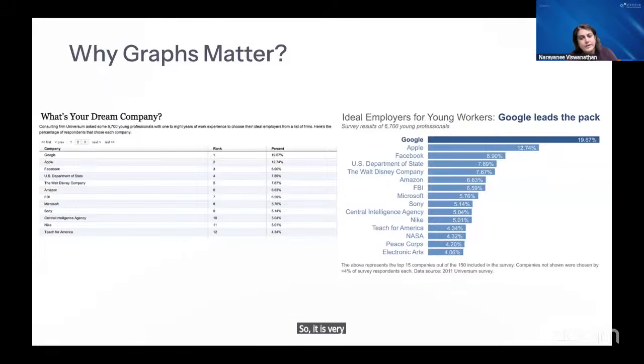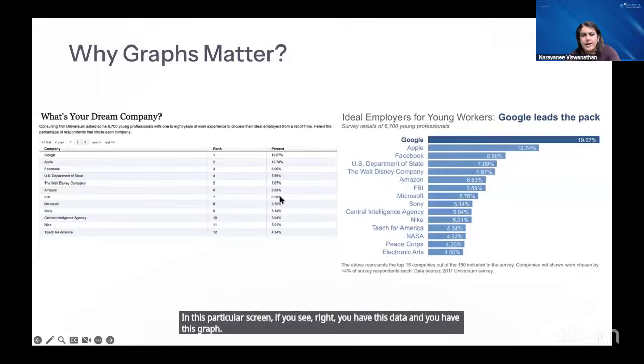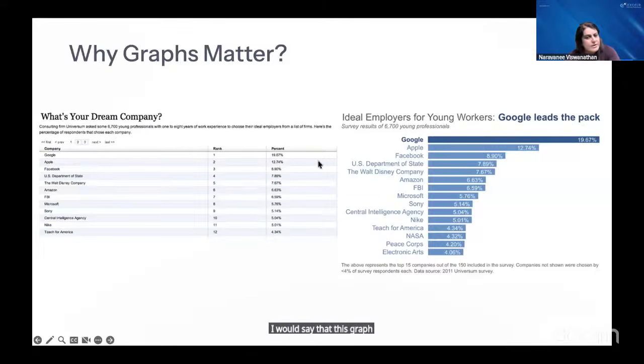So it is very intuitive. It is easy to understand, right? And when should you use a graph and when should you use a table? Anyone has any idea? When should I go for a graph? For example, on this particular screen you have this data and you have this graph. I would say that this graph is as good as this table for me, at least. So maybe this is not the best example of a graph. So when should I go for a graph is the question that I had.